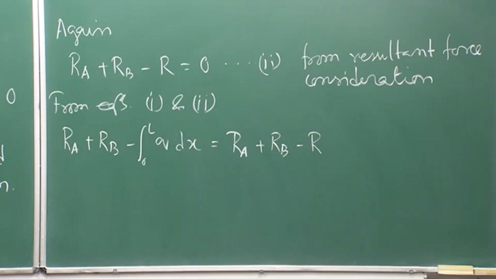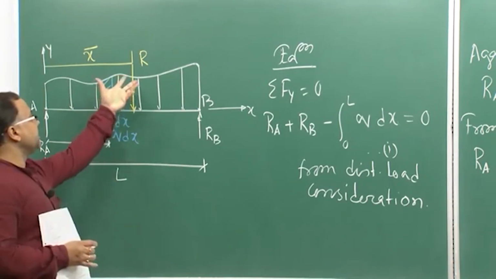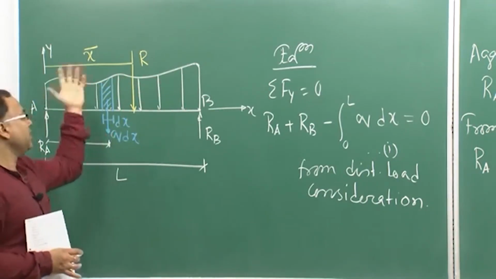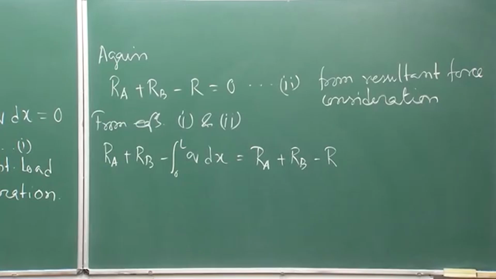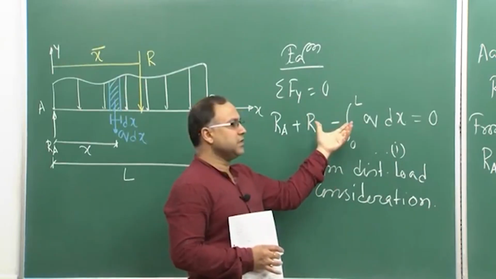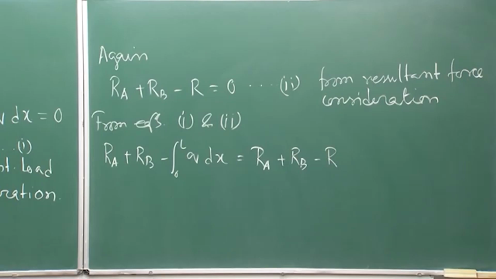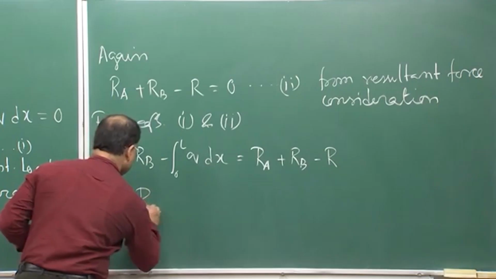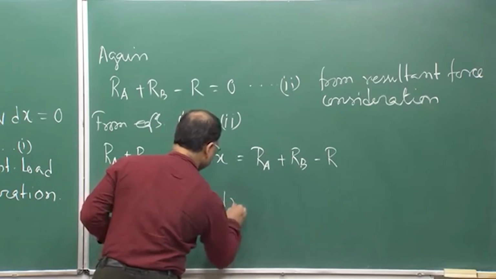As I told you, the main thing is that we are replacing the distributed load, the complicated thing, by the resultant force of the distributed load R. So, if this equation is satisfying my equilibrium condition, and this equation is also satisfying the equilibrium condition from the resultant force consideration, then they must be same. If they are same, then I can simply write R is nothing but integral of q dx.